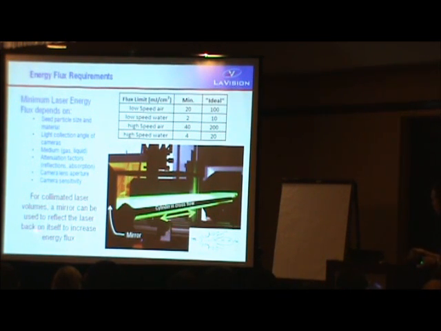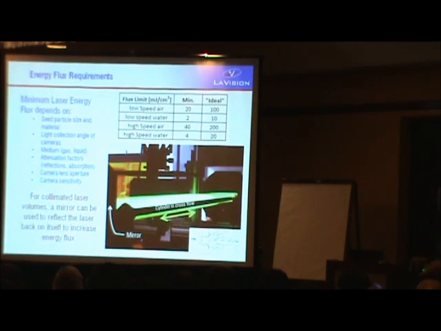As mentioned a couple times already, if you have a collimated laser volume, you can use mirrors to reflect the laser back on itself to increase your energy flux. And this is shown here, not very clearly, but there's a mirror on this left side which reflects this collimated volume back across the measurement volume. So you basically use your laser power more than once through the measurement volume.